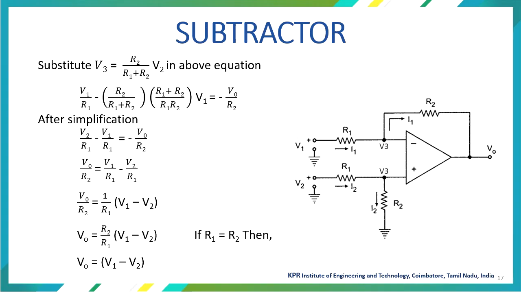If we consider both your input resistances R1 and R2 equal, then your V0 will be equal to V2 minus V1.